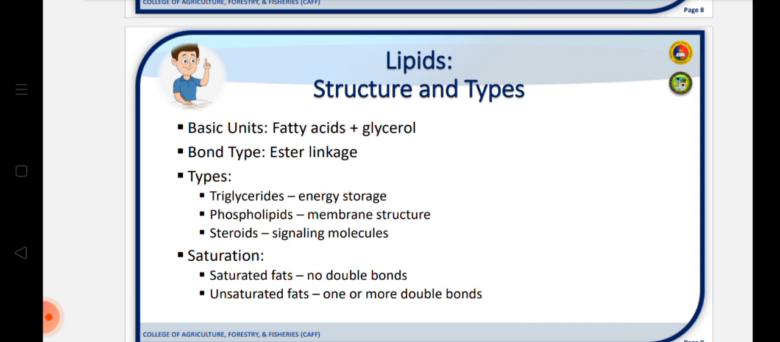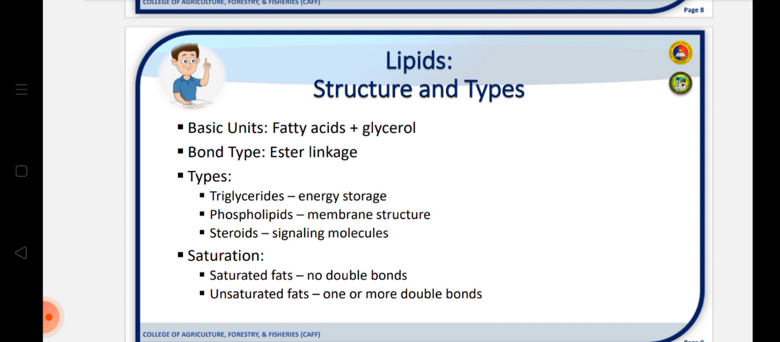So by the time that you enroll in general biochemistry, you will learn that there are actually multiple types of lipids, but triglycerides, phospholipids, and steroids are just the three major ones. Okay, so it will be more complicated in general biochemistry. Then lipids can be classified based on saturation. For example, saturated fats contain no double bonds, making them solid at room temperature.